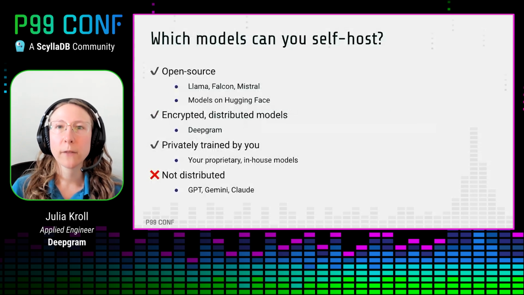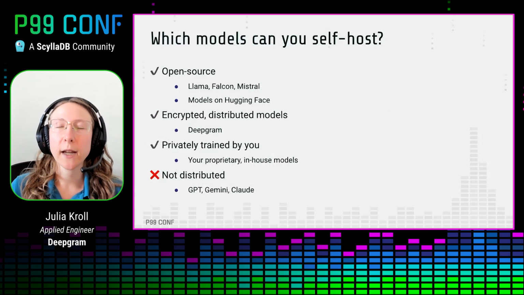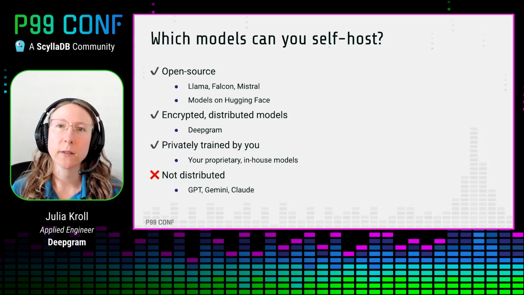Now I'll go over a few different types of models that you can and can't self-host. There's a few different varieties that you can self-host. The first is open source models like Llama, Falcon, or Mistral, as well as a variety of models on Hugging Face. Now, because these models are open source, you can actually look in detail, you can see the model weights, you have a lot of detail on how they've been trained, and then you can also run them yourselves.